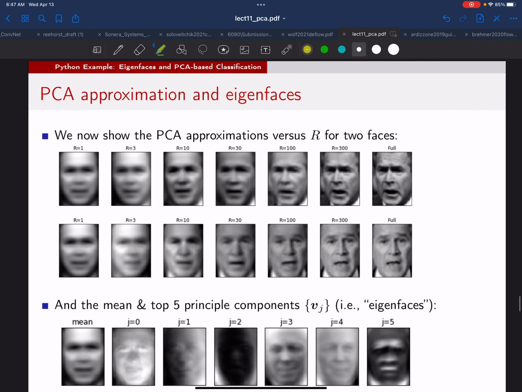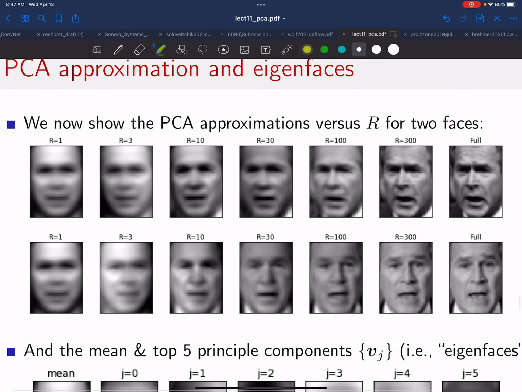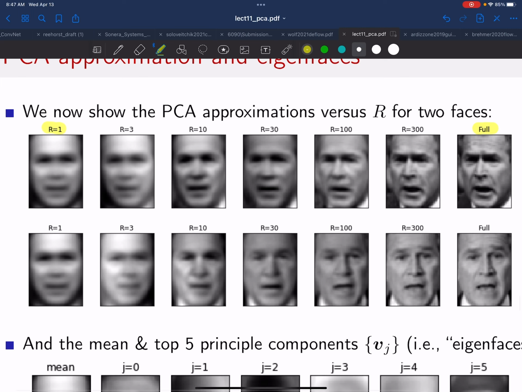So here you see for different R, on the right, this is the full face without any compression. And then we have what happens if you use one singular value, one principal component, 3 principal components, 10, 30, 100, 300. And you can see that, yeah, at about 300, it's almost perfect. So we guessed 400 based on the POV plot, but it seems pretty accurate.